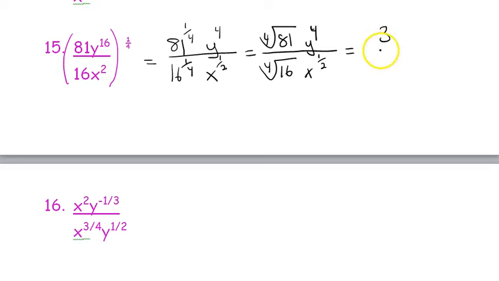If you need to do a 4th root in your calculator, if you hit 4 and then your math button, you should be able to scroll down and see an x root that you can use. If you need help with that, call me over. But so I get 3x to the 4th on top. And then the 4th root of 16 is 2. And I'm just going to bring that x to the 1/2 over. So that's simplified down.